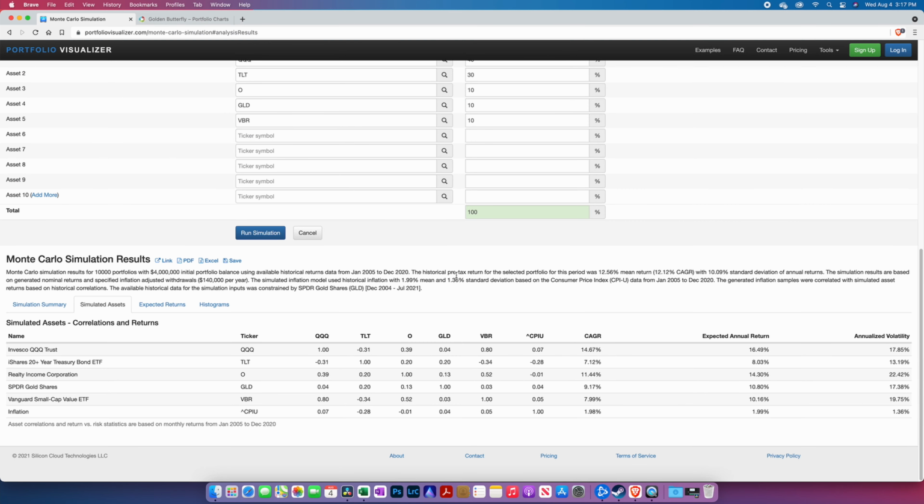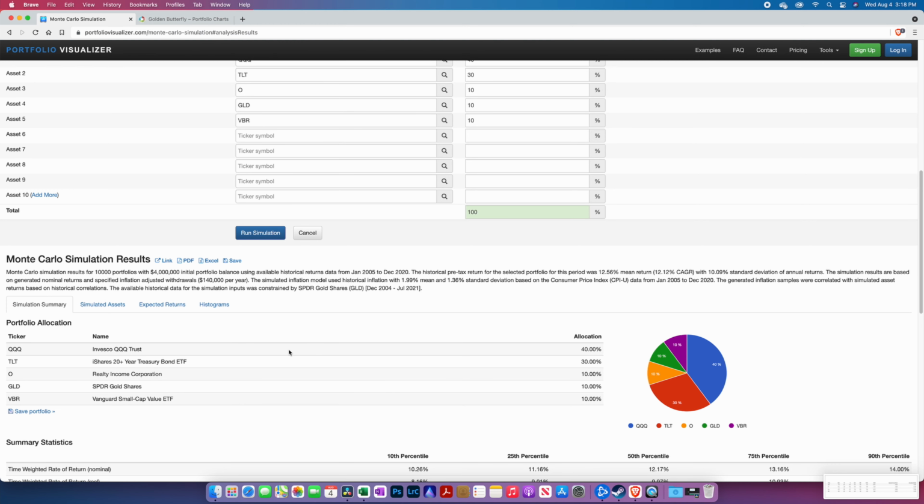Simulated assets gives you the expected annual return for the different investments as well as their volatility. And what I'm going to do is take a screenshot of this because we're going to make use of this. All right. And then back to simulation summary.